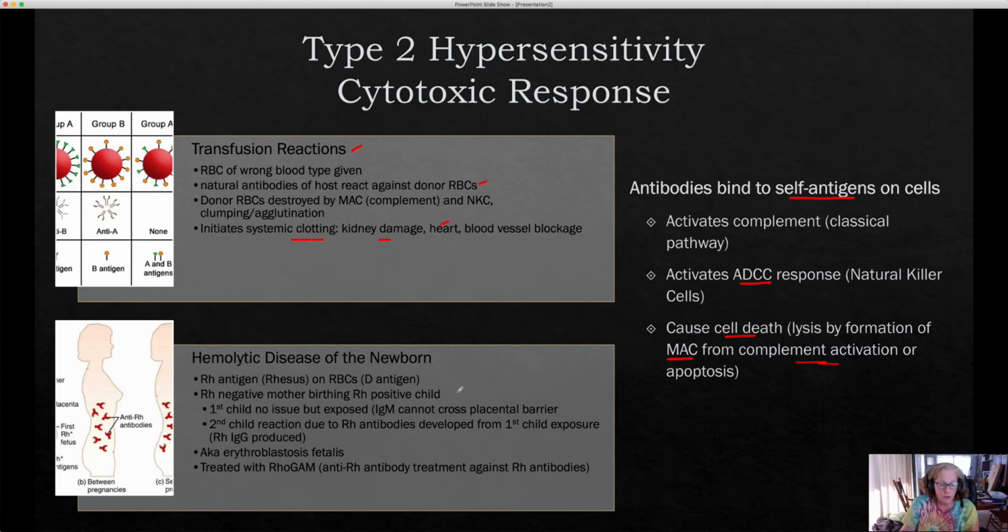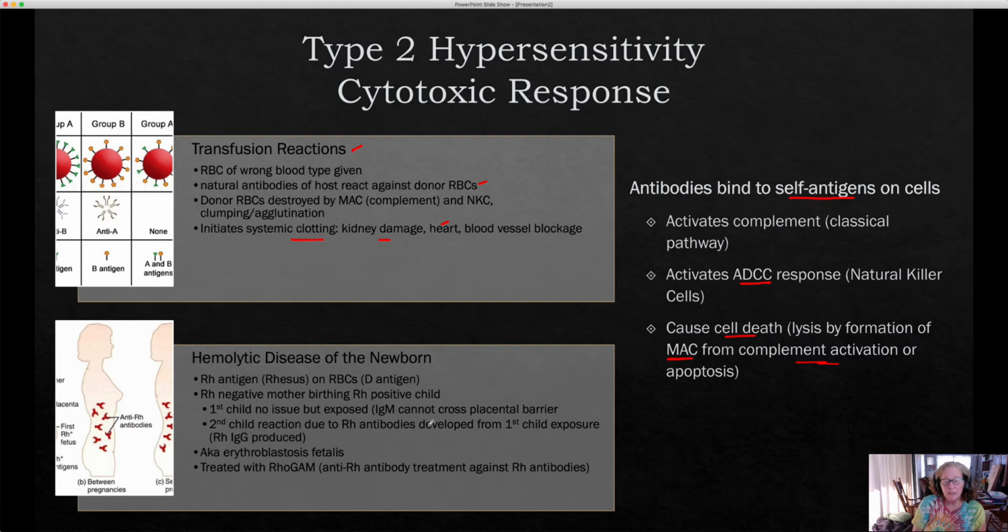Hemolytic disease of the newborn is when you have a mother who is Rh negative. Remember, our blood types are A positive or A negative. The positive negative refers to the rhesus factor or Rh factor. So a mother who's Rh negative, if the father is Rh positive, he could pass the gene for that Rh positive to the child. So if the infant is Rh positive but the mother is Rh negative, then the mother will not necessarily have antibodies against the Rh positive in her first pregnancy.